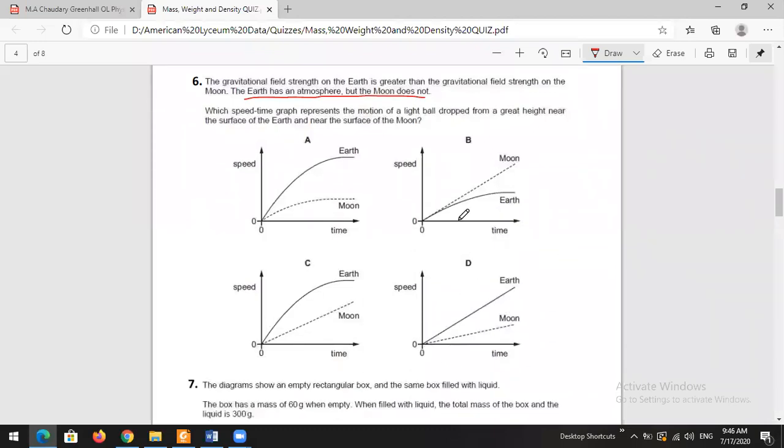So which diagram shows the Earth where acceleration is decreasing and at the moon acceleration is constant? So option C is correct. You can see the acceleration decreasing on Earth, whereas acceleration remains constant on the moon, because we know that the gradient of a speed-time graph gives you the acceleration. So here on the moon the gradient of the graph is constant, whereas this gradient is decreasing to 0. So that is why option C is correct.